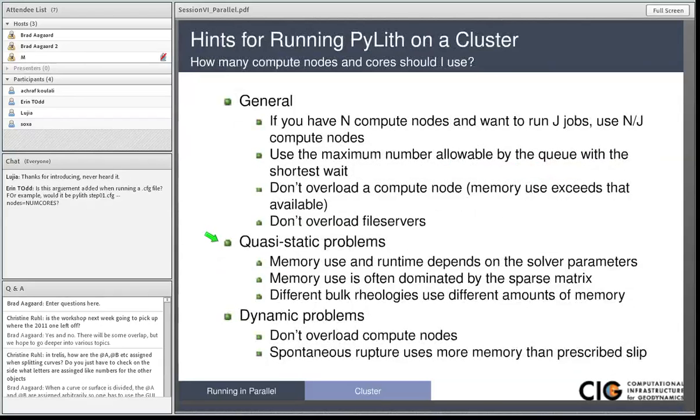So some hints for running PyLith on a cluster. One of the most common questions that we often get is, how many compute nodes and cores should I use? In general, if you have n compute nodes and you want to be running n_j jobs simultaneously, just divide up your jobs among the compute nodes. In other words, if you have two simulations to run, don't use 2/3 of your cluster to run a job. If it'll fit on half, then run 2 jobs simultaneously.